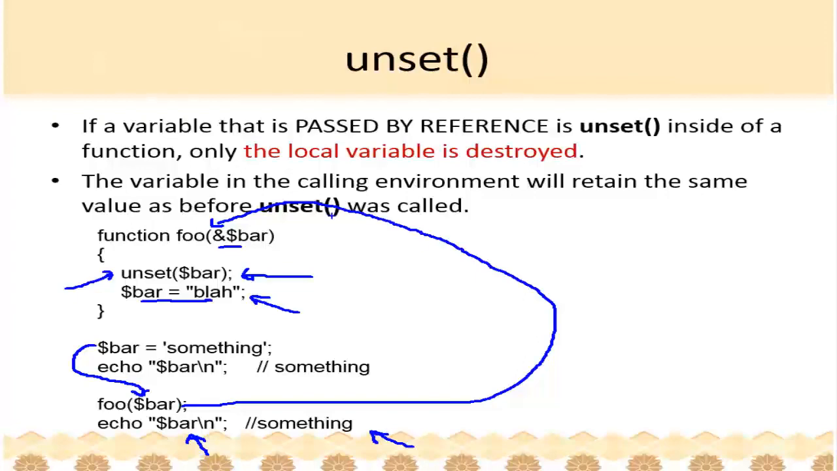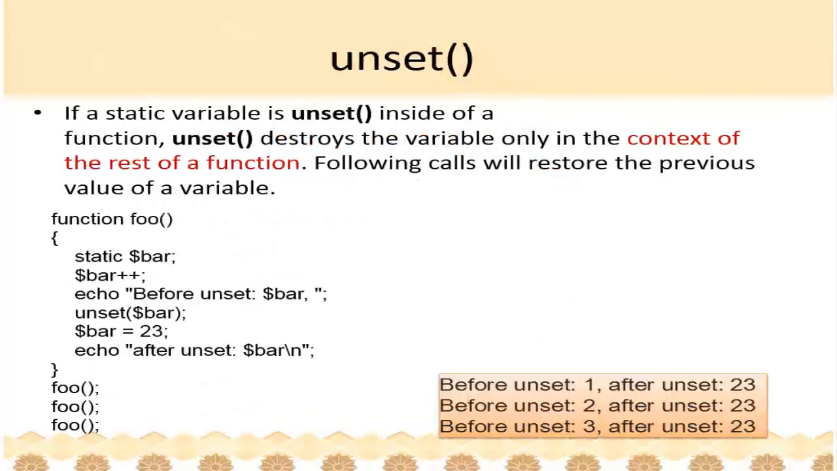What is the meaning of it? Only the local variable is destroyed. It's the same thing. When you try to unset it within a function, only the local copy is unset. It will not affect the global copy at any time. The next one is what will happen if you have a static.